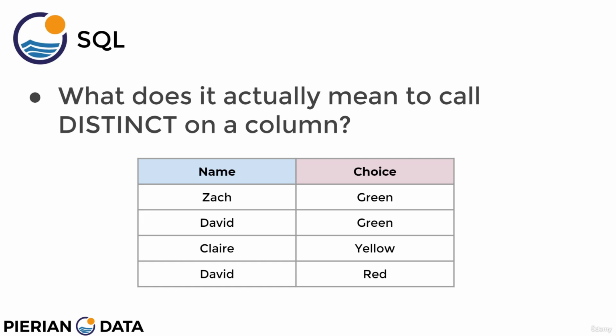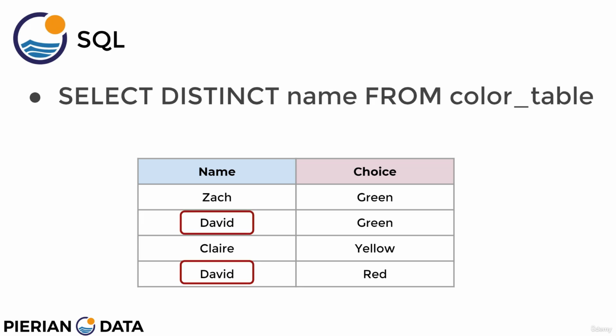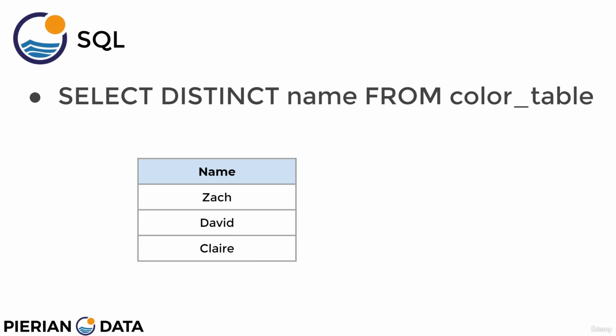Let's first think about what does it actually mean to call distinct on a column. Imagine a table of people who were surveyed to choose a color. So here we have the names of the person, just their first name, and then the color choice they made. Let's imagine we actually called select distinct from the name column from the color table. We'll notice that we have two instances of David inside this name column, which means when we actually select the distinct names from this table, it's going to return back the following, just the unique first names in this actual column.